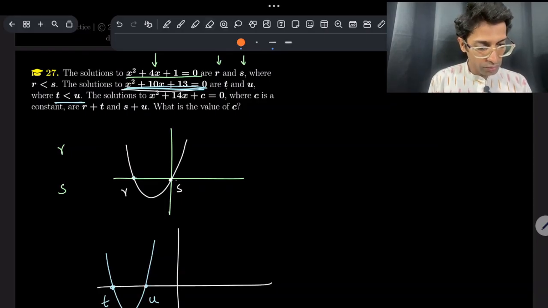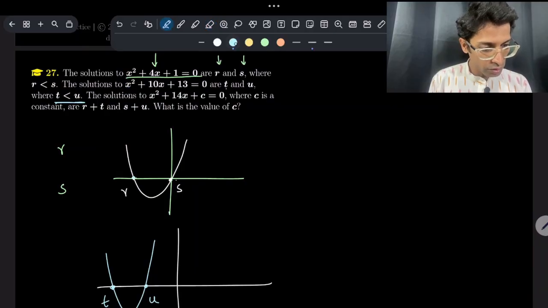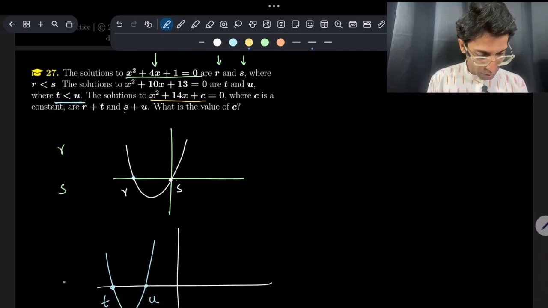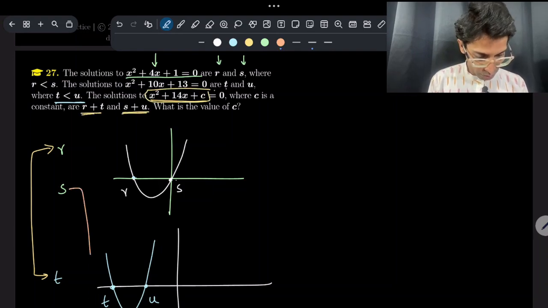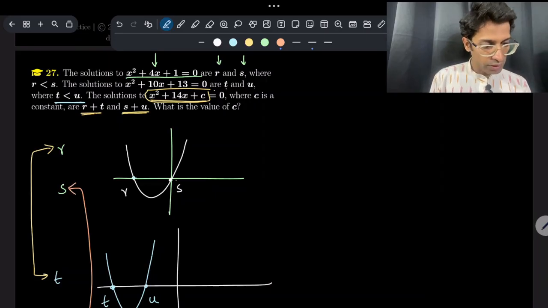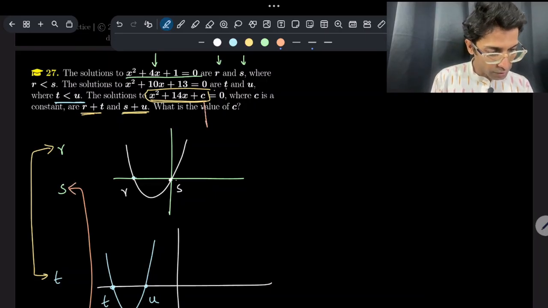Now he is asking you the solutions to this new equation, x square plus 14x plus c equal to 0. R plus T and S plus U are the solutions to this new equation. So R plus T is one solution of this quadratic, and S plus U is the other solution of this quadratic. And then he's asking us to find the value of C. Where is C? C is sitting here. Now let's go to Desmos.